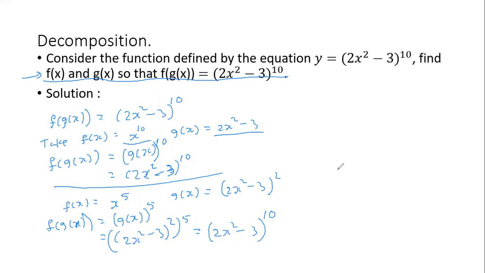If you select f(x) equal to x to the power 2 and g(x) equal to (2x cubed minus 3) to the power 5, still it works. Okay? So there are many ways. Also, this exponent could be rational exponents, 2 over 5, 20th power. Okay, we can use that.